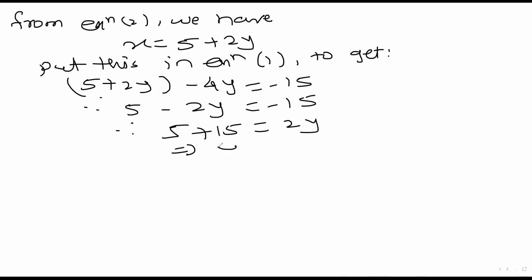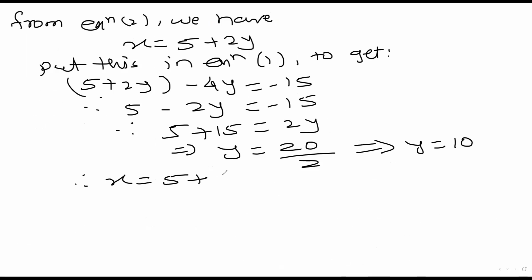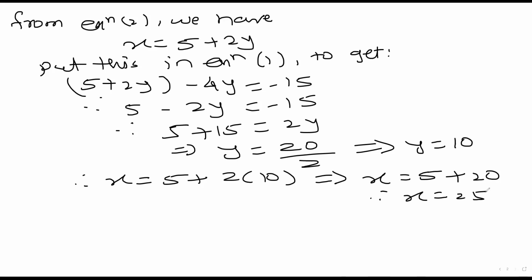That means y is equal to 20 upon 2. That means y is equal to 10. Therefore x will be 5 plus 2 into 10. This implies x is equal to 5 plus 20. Therefore, x is equal to 25.